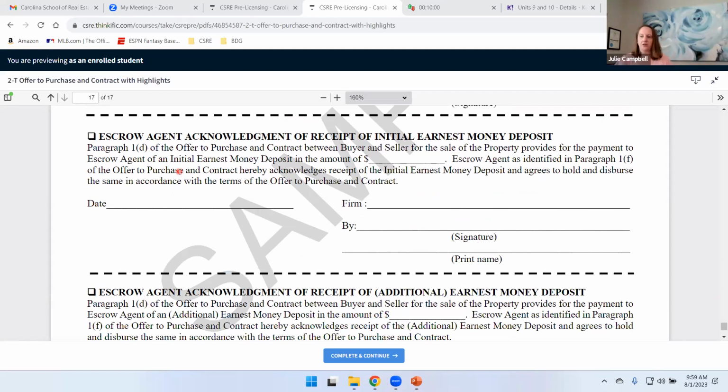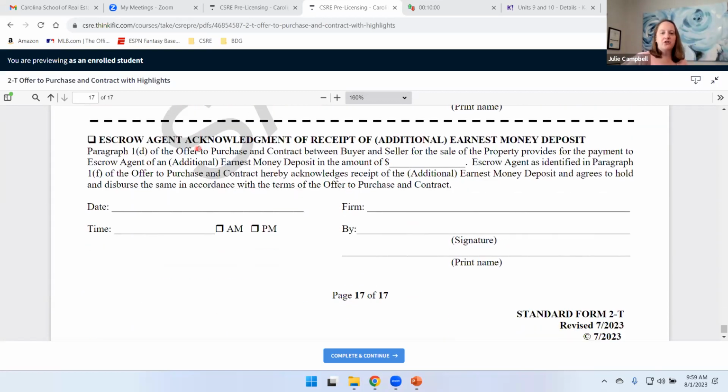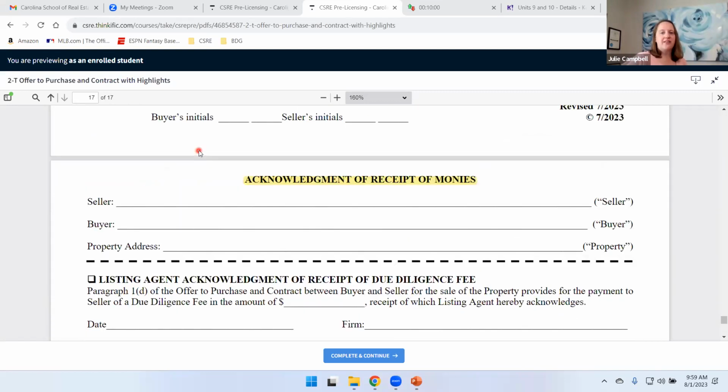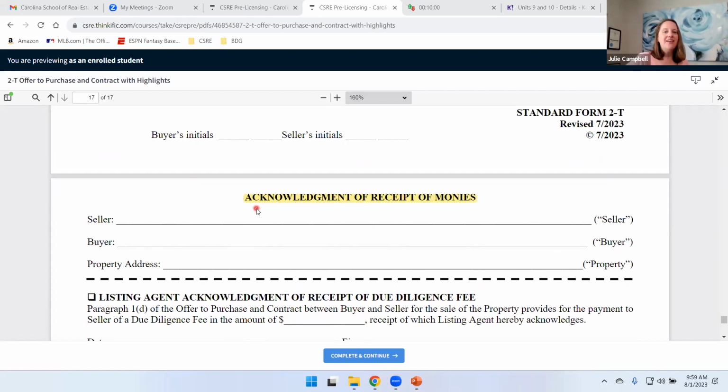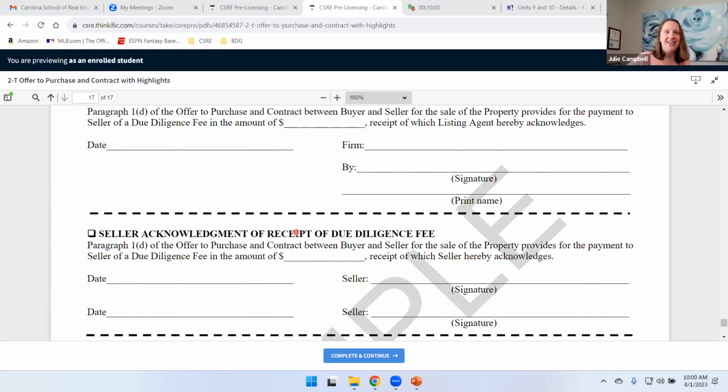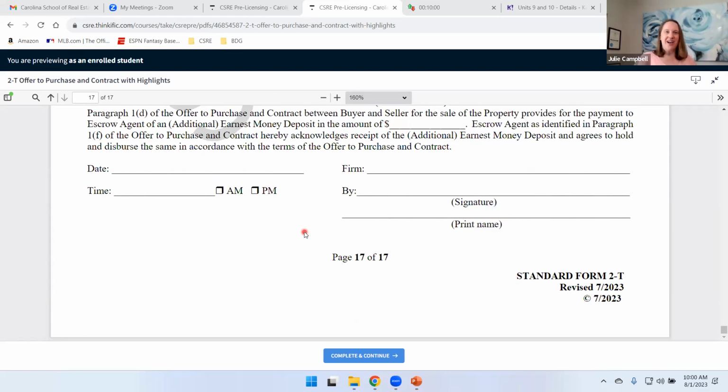Buyer's agent will deliver the earnest money to the escrow agent, usually the closing attorney. Once the closing attorney receives it, they will sign, acknowledge that they have received it. So this last page here is just making sure that that money changes hands. And that, ladies and gentlemen, is your 17-page offer to purchase and contract. Prior to July 1st, it was 16 pages. So we grew with our last amendment, our last change, we grew.